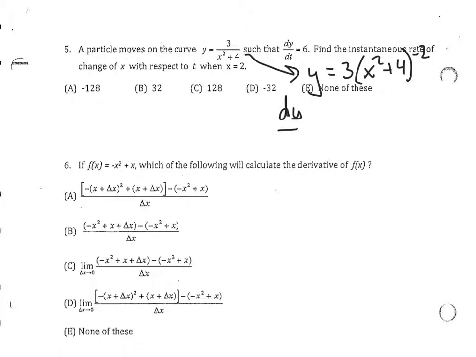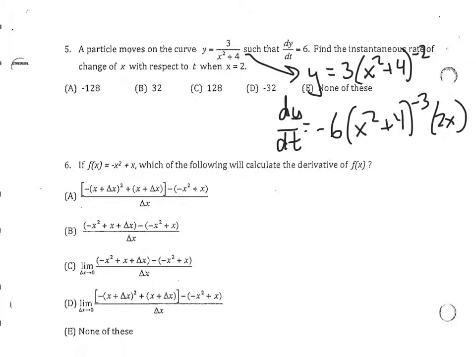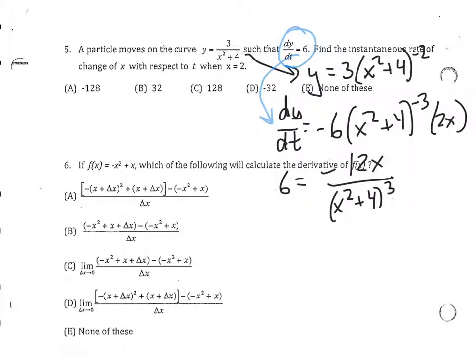So I'm going to go dy/dt equals negative 6 times what's inside, knock the power down 1, times the derivative of what's inside. Okay, so this is your dy/dt. So we have that as 6. So 6 equals, if we can make sense of this, negative 12x up on top, and then x squared plus 4 to the third power on the bottom.